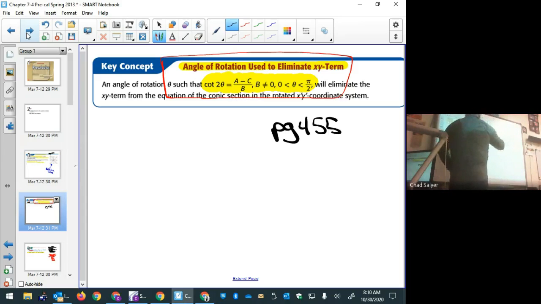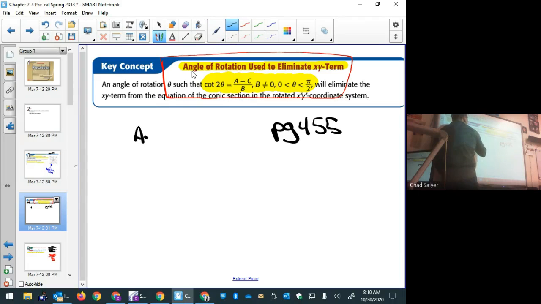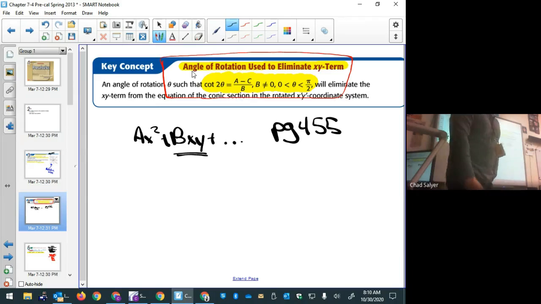So if you have a B term, you remember I told you the standard form for all conics was Ax squared plus Bxy and so on. When this term is not 0, that means you have a skewed conic, one that is not perpendicular or parallel to the x-axis. So when this B term exists, this is when you got a problem. And you can use this formula to find the theta and then redefine the axes.